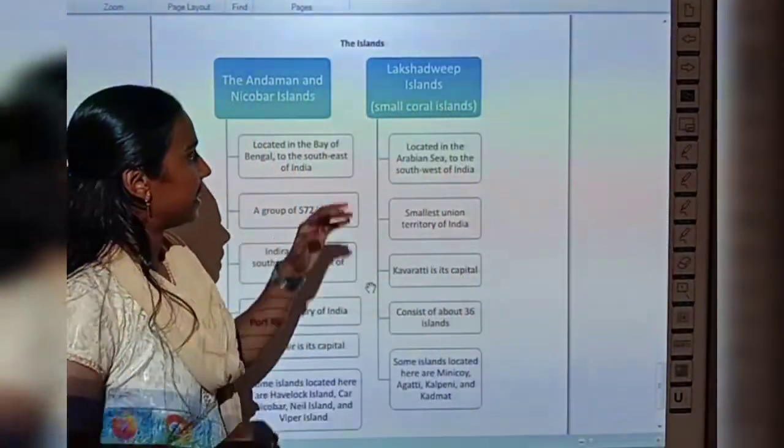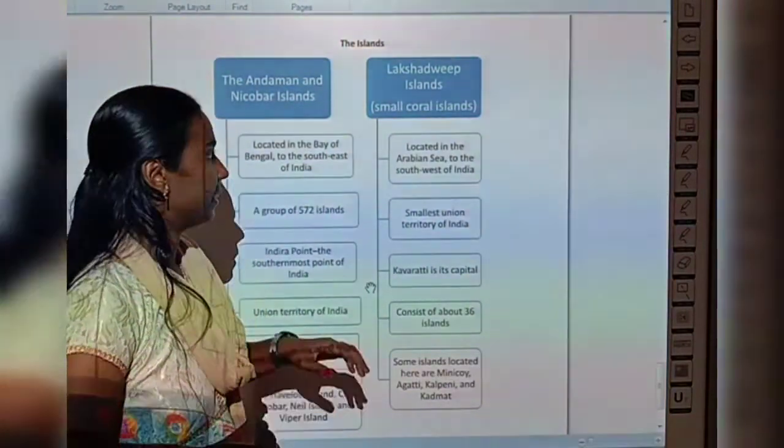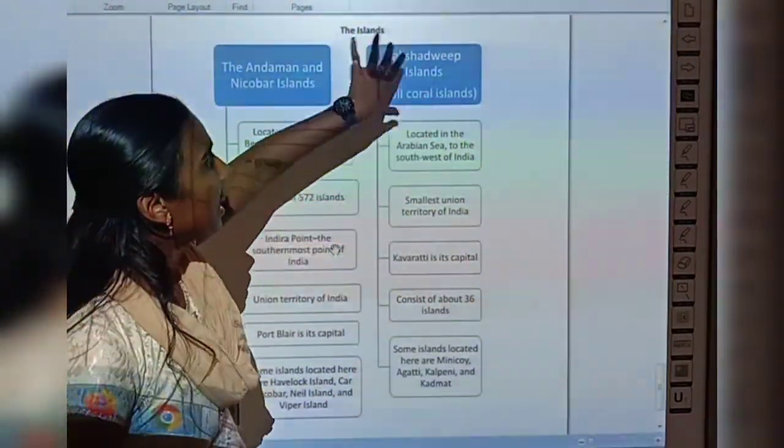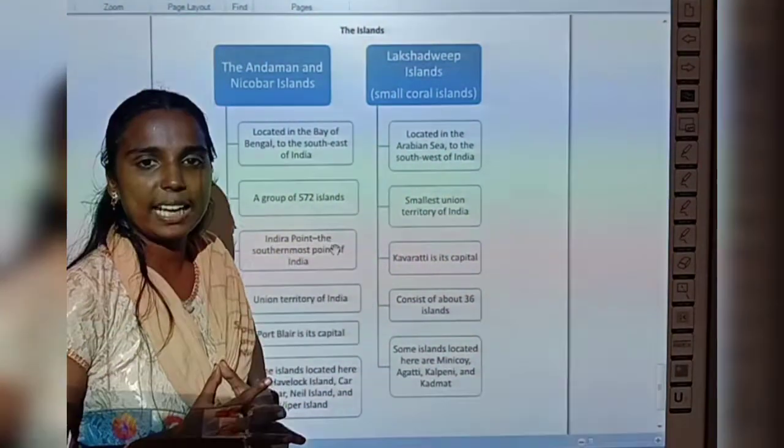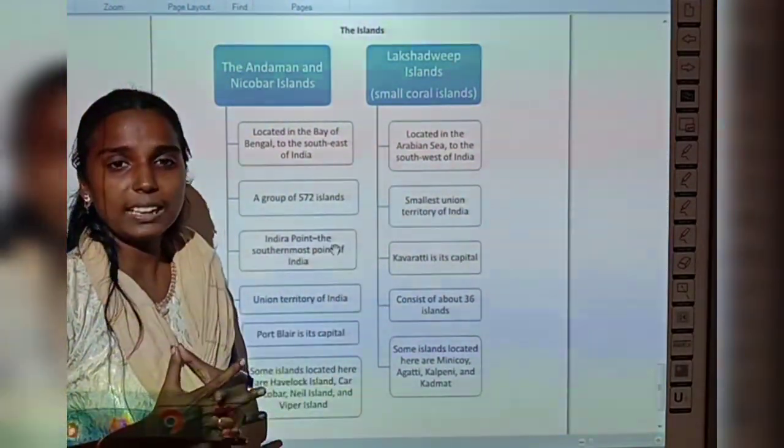So now let us see the Lakshadweep Islands. How are these Lakshadweep Islands formed? These are small coral islands, right? So what are corals?